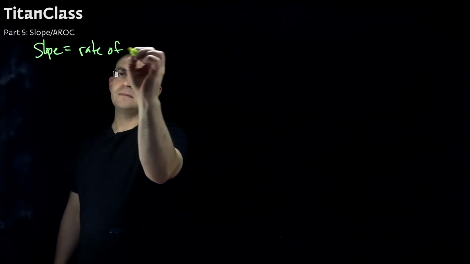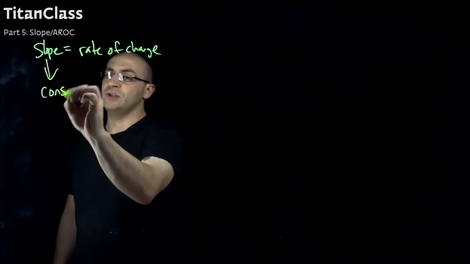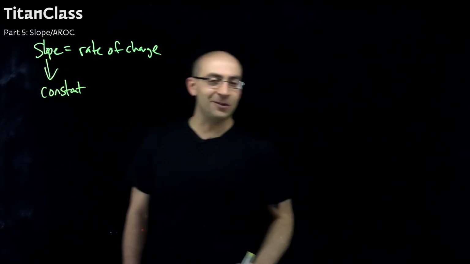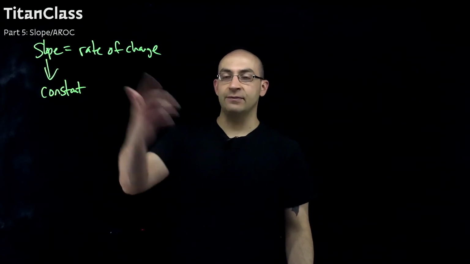Okay, our last part of the video today is slope and AROC. AROC stands for average rate of change, which is what slope is, but average is really a misleading term. So let's talk about what this means. Slope is what we call a rate of change. Now, slope is what we call a constant rate of change. But we don't like the acronym CROC, because that sounds crappy. So we just say rate of change.